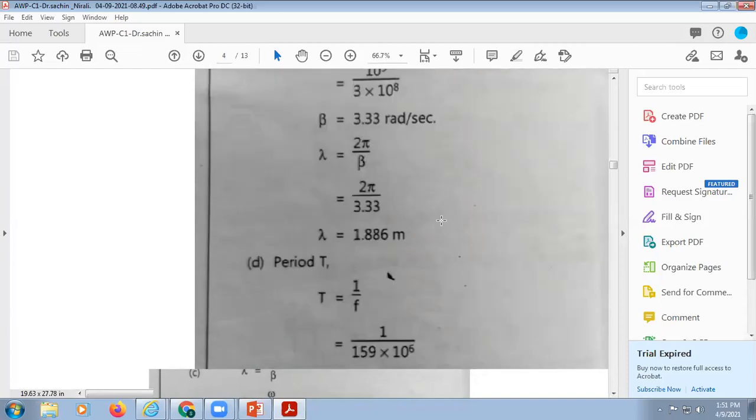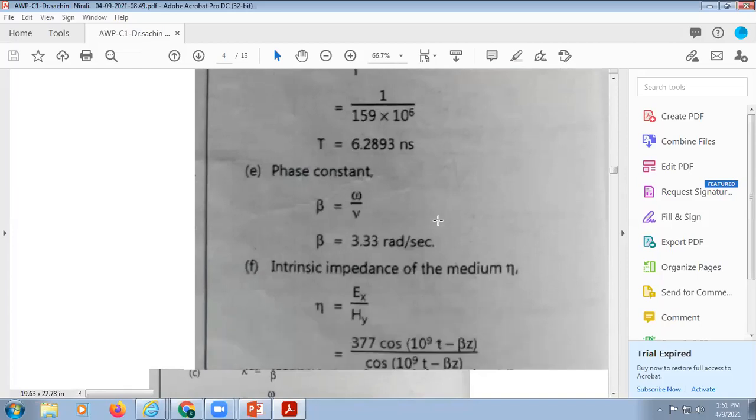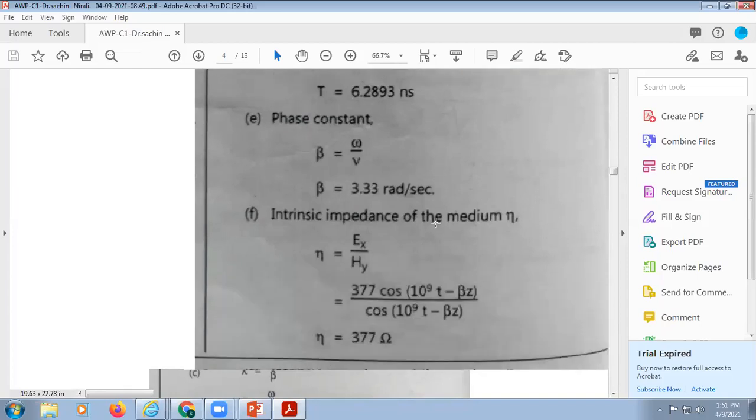Phase constant beta, we have already done. Okay, so now the intrinsic impedance of the medium. The basic formula related to the intrinsic impedance, eta is equal to the ratio of E by H. Here especially we mention Ex, the electric field is in the direction of X, and the magnetic field is in the direction of Y. That's why they mention here Ex and Hy.